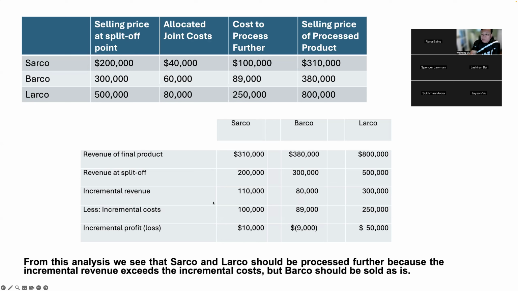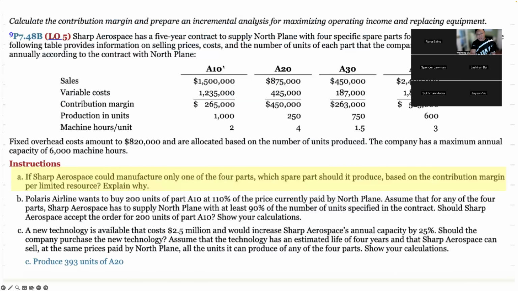In my solution, I use the selling price at the split off point. I use the selling price of the processed product. I use the cost to process further. But I didn't refer to or use any of this information on allocated joint cost.